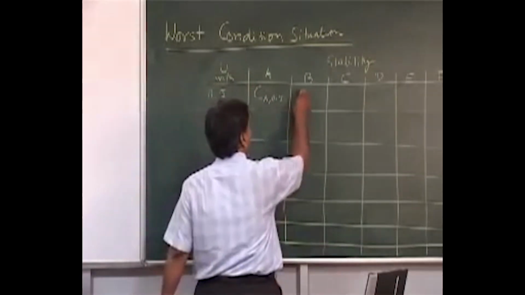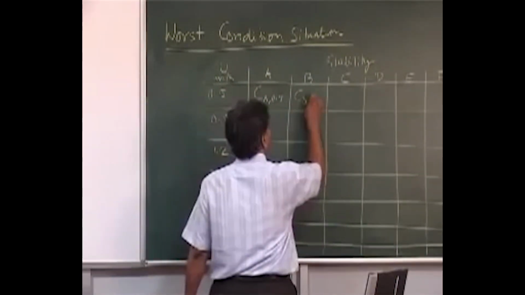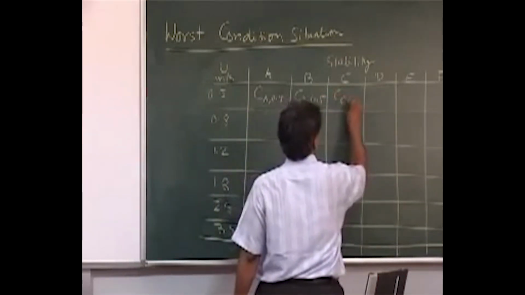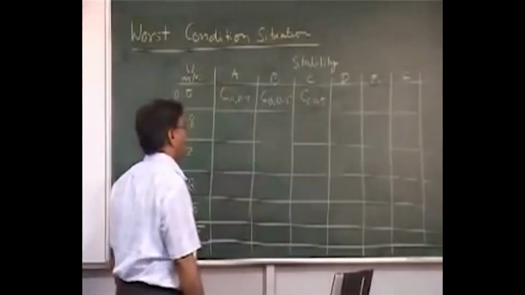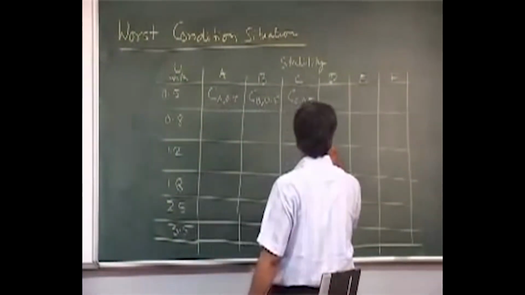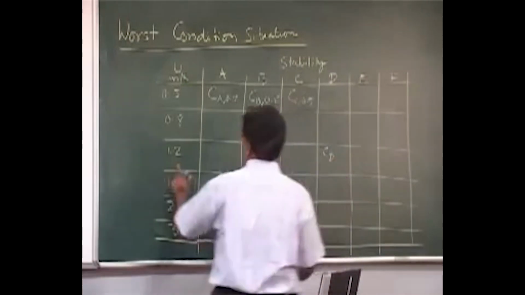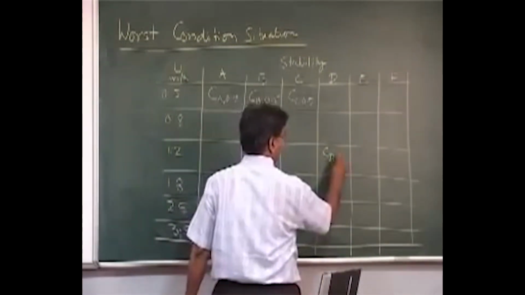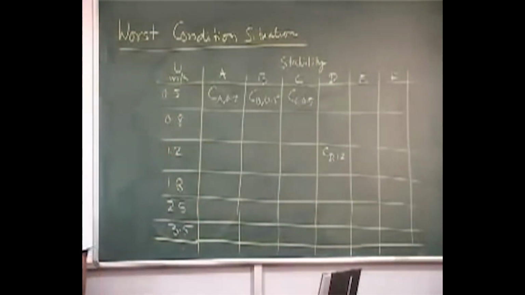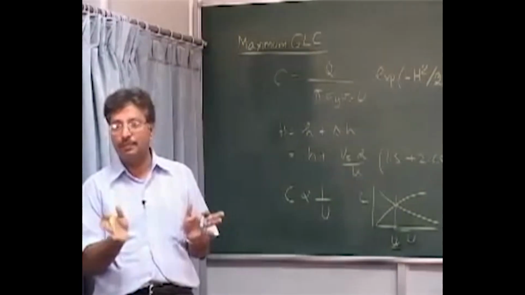So I can also find out Cb 0.5 and so on and so forth, Cc 0.5. And just to give you a little feel, suppose I want to say here, if you agree, I can write Cd at 1.2. So I can fill this table, which is already the maximum ground level concentration for the given condition. Simple thing.